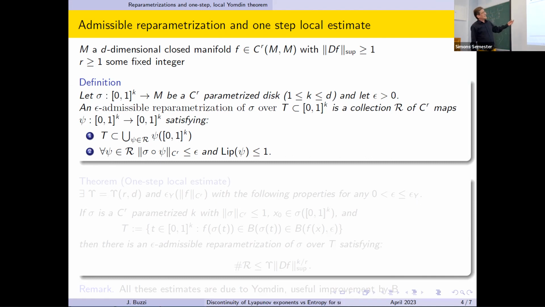Okay, so I have a disk which maybe has large C^r size. And now an epsilon admissible reparametrization will be a collection of maps. So now I will essentially have split this disk sigma over T. And now I can just look at sigma composed with psi_i, over psi_i inverse. Okay, I had one disk, I have several disks now, but what I have gained is that the C^r size is normalized, it is at most one.